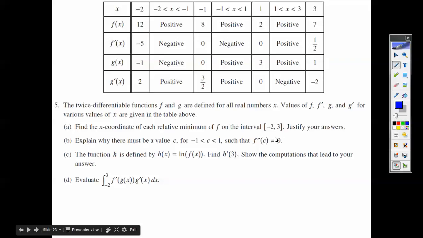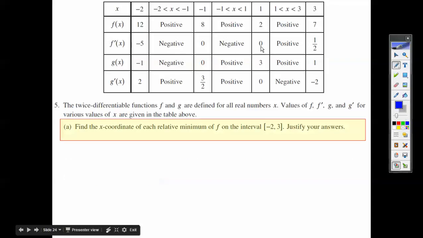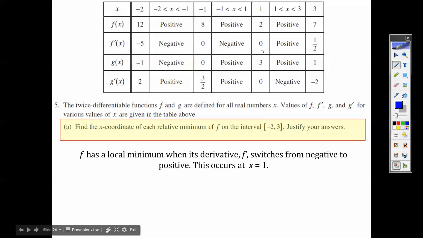Well, what do you need for a local minimum? F prime to be 0, right? So F prime is going to need to be 0. Well, that happens twice, right? F prime is 0 two times, and you need it to go from negative to positive. F needs to decrease and then increase, which means F prime has to be negative to positive. So right here it goes negative to positive, so that would be x = 1. Okay, x = 1.